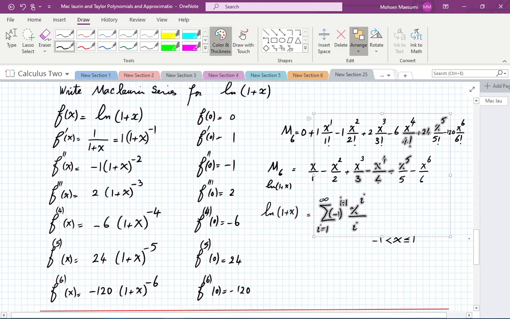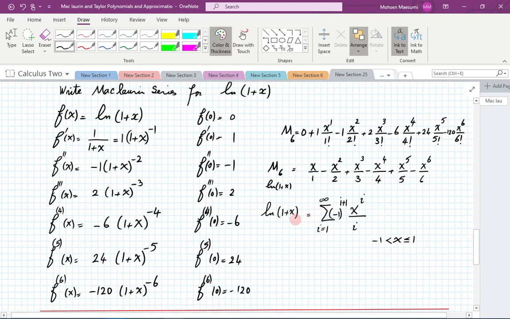Maclaurin series last time for logarithm of 1 plus x. We said it has a very simple format to it: x over 1 minus x squared over 2 plus x cubed over 3 minus, and so on. So the sign is alternating. The denominators are just natural numbers. No factorials, they got cancelled out. We just have 1, 2, 3, 4, 5, and so on. So this thing is an approximation of logarithm of 1 plus x. Better approximation you want, you just include more terms in it.